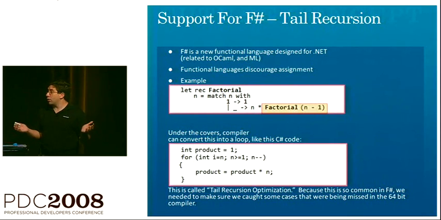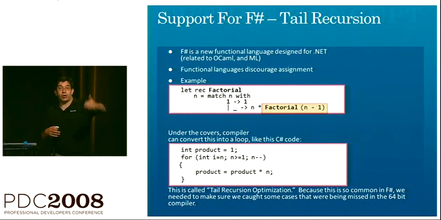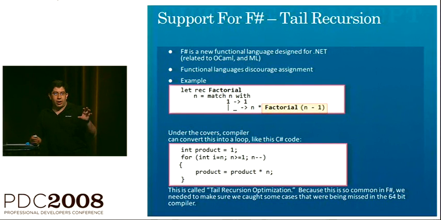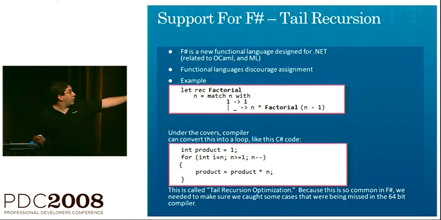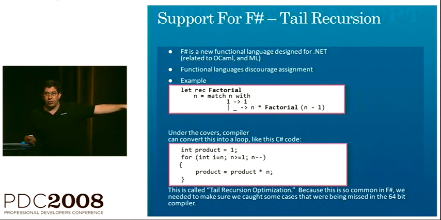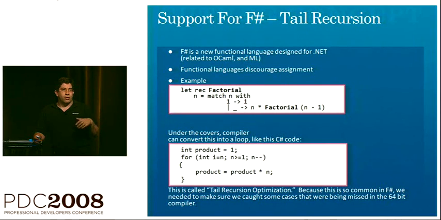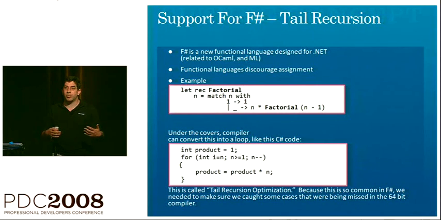Now for something like factorial, that's okay. The recursion won't go too deep. You'll be fine. But in some cases, the recursion can go extremely deep. You can get stack overflows. People get upset. So under the covers, the compilers for some languages will convert that into iterative code like this down below, like the C# code. And it turned out that in some corner cases, for 64-bit compilers, we didn't have this fully implemented. And so that was the kind of thing we had to fix. It was just an optimization to make sure that even in those extreme cases, F# code would run great.